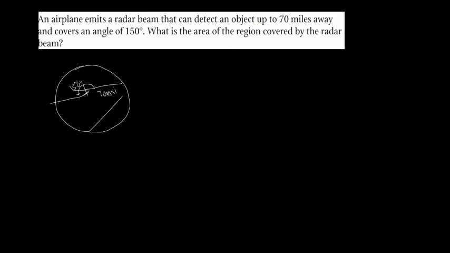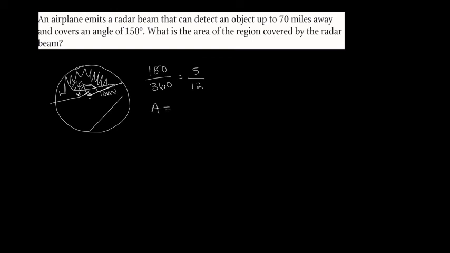So I'm going from the center of my circle, and it goes out for 70 miles, and it can cover an angle of 150 degrees. I'm trying to find the area that it will cover with that 150 degrees. The fraction of the circle it can cover is 150 out of 360, which is 5/12. So it can cover 5/12 of the whole circle. I have to find the whole circle and then find out what 5/12 of that is.